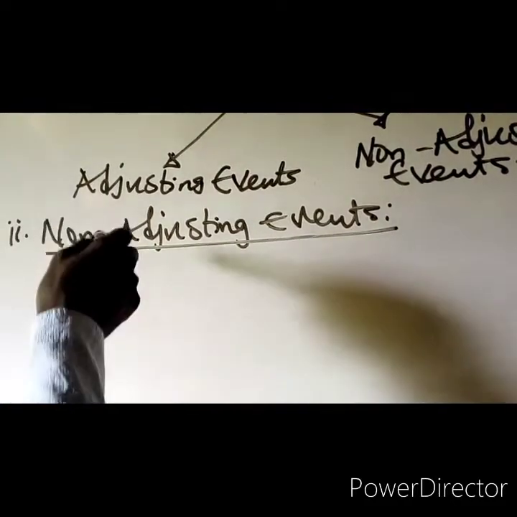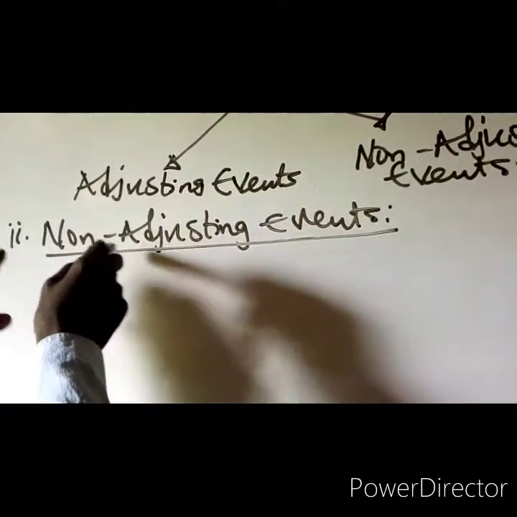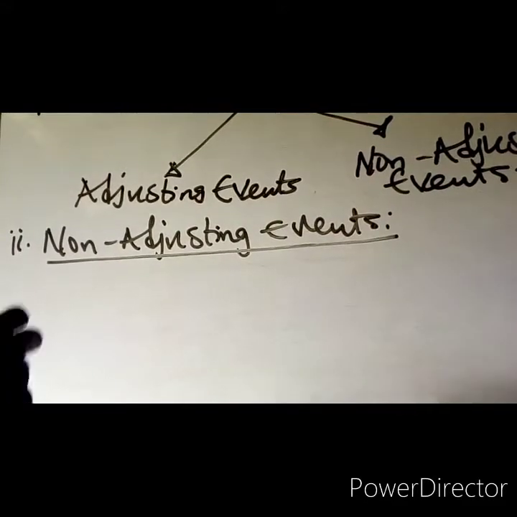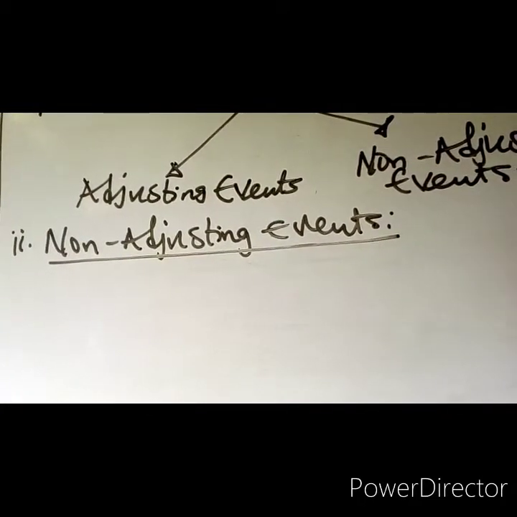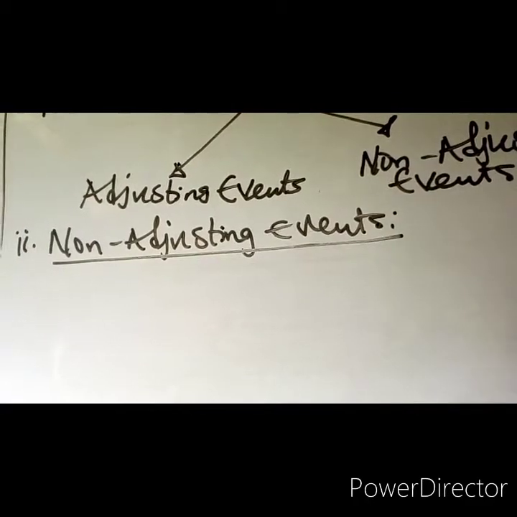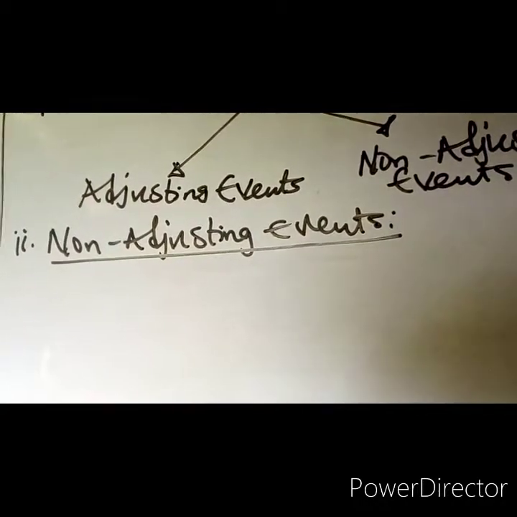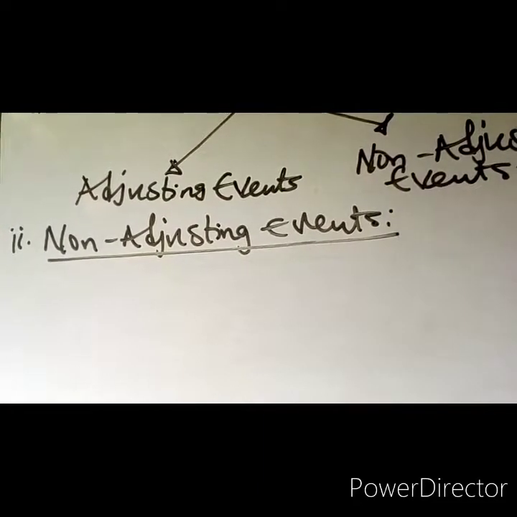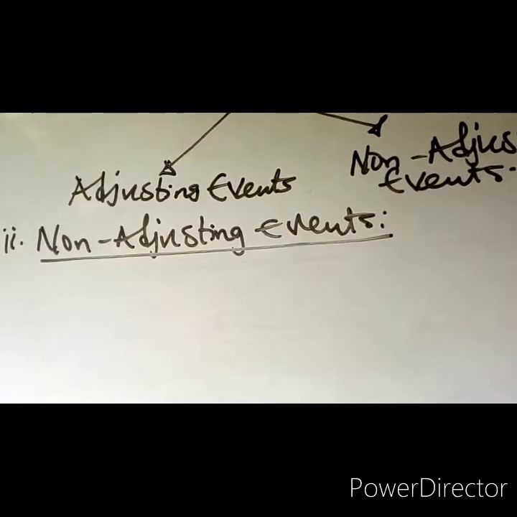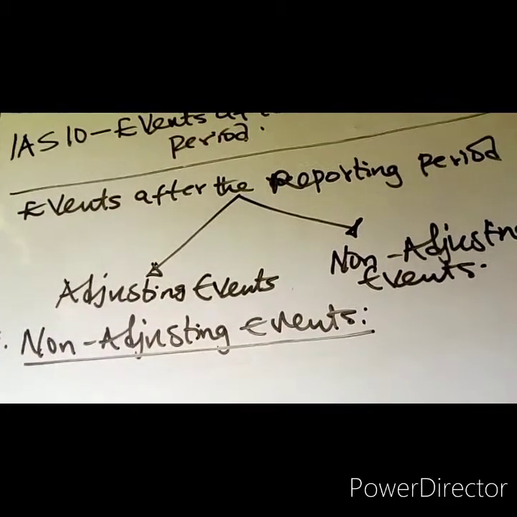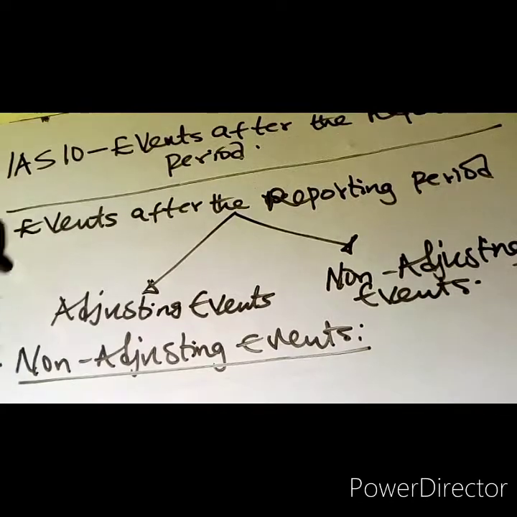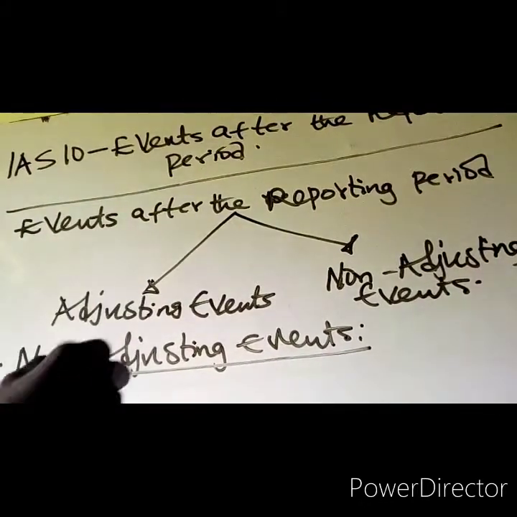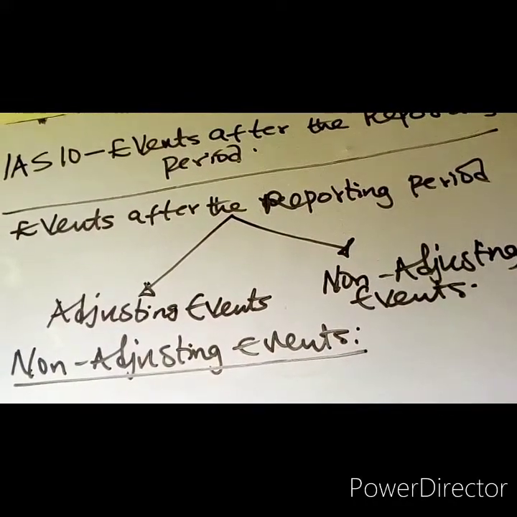This event occurs after the reporting date. It falls between the reporting date and authorization date, but it did not provide evidence of the condition in existence at the reporting date. Non-adjusting events do not give evidence of conditions at the year end. They only affect the position after the year end, but they did not give any evidence of the condition in existence at the year end.